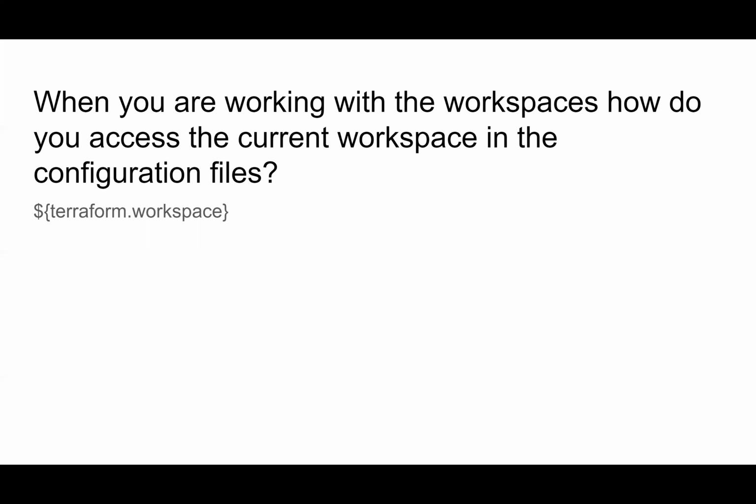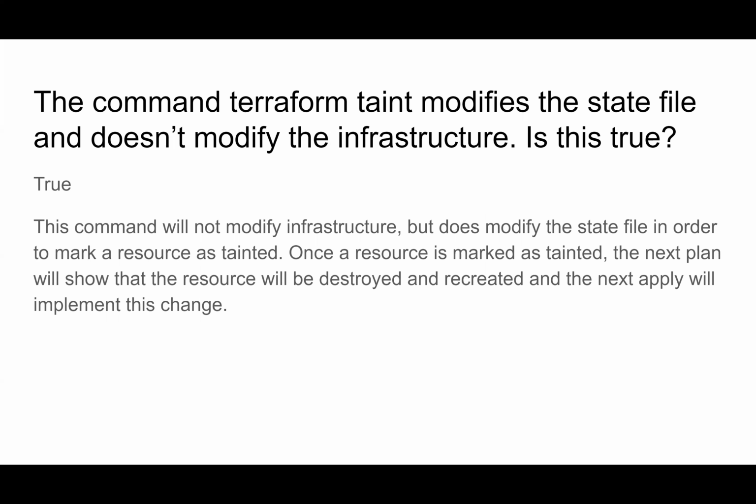When you're working with workspaces, how do you access the current workspace in the configuration files? Well, you can use workspace interpolation. So you'll specify terraform.workspace, and this will basically fill in the workspace name. The command terraform taint modifies the state file and doesn't modify the infrastructure. Is this true? Yep. This command will not modify infrastructure. It just modifies the state file.